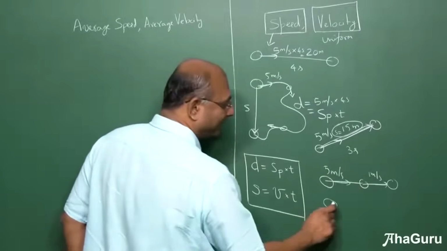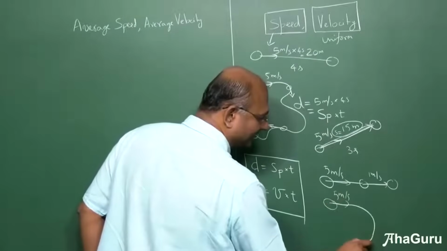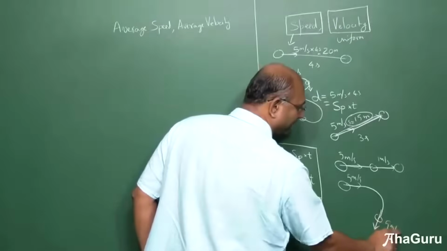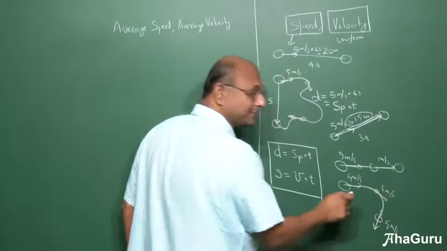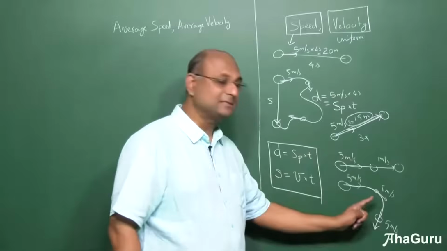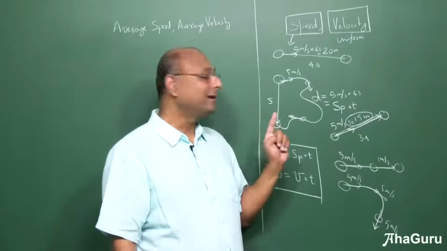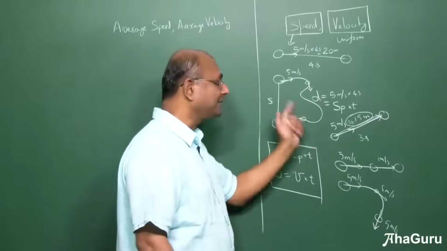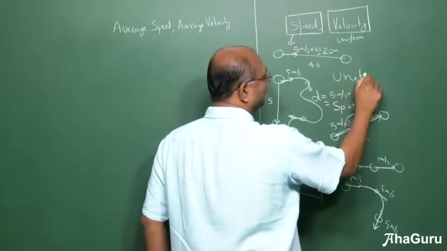If I was moving with 5 meters per second, I go like that and then I do this. But it's still 5 meters per second. Here also it is 5 meters per second. It is constant speed but not constant direction. This is not uniform velocity, this is not uniform velocity. If it is uniform velocity, it has to be a straight line and it has to be constant speed. Constant speed, straight line.